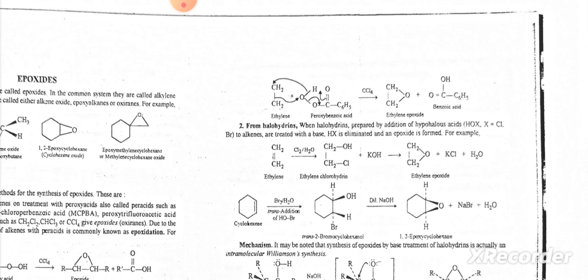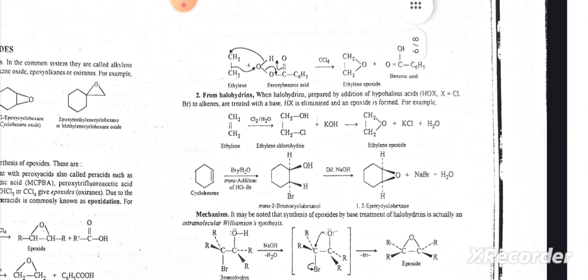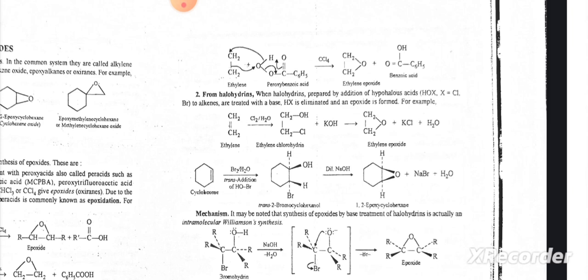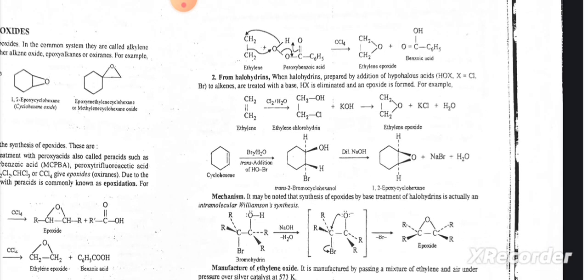For example, cyclohexene treated with Br2 in the presence of H2O gives trans addition of OH and Br, that is trans-2-bromocyclohexanol. Then treating it with dilute NaOH, we will get 1,2-epoxycyclohexane. And in the case of ethylene with Cl2 and H2O, we will get ethylene chlorohydrin. On further treatment with KOH, we will get ethylene epoxide, with potassium chloride as a side product along with water.